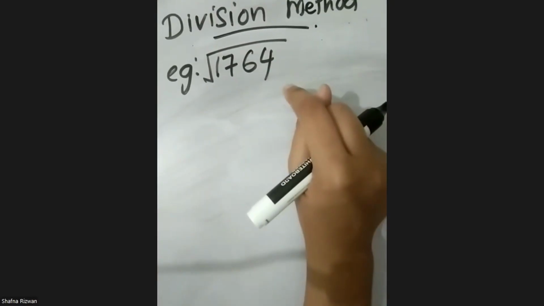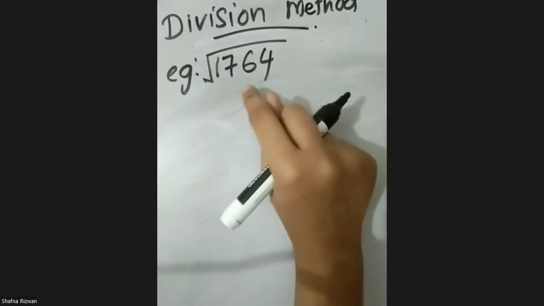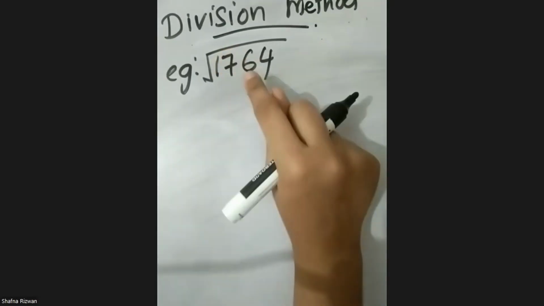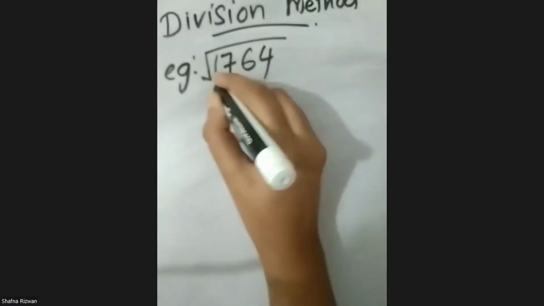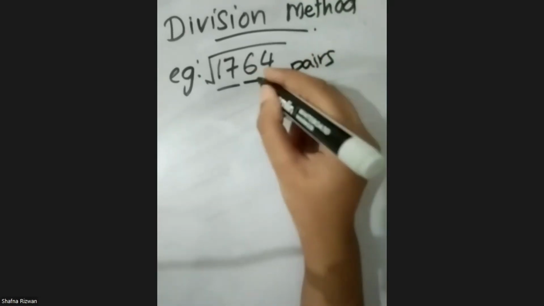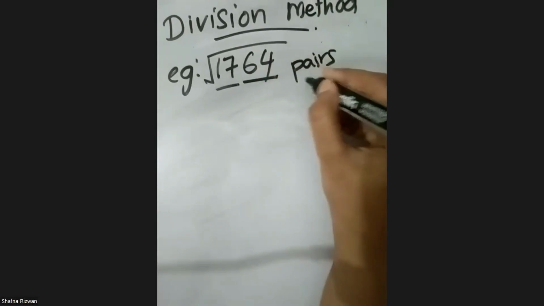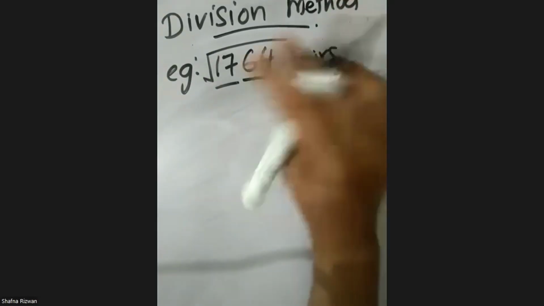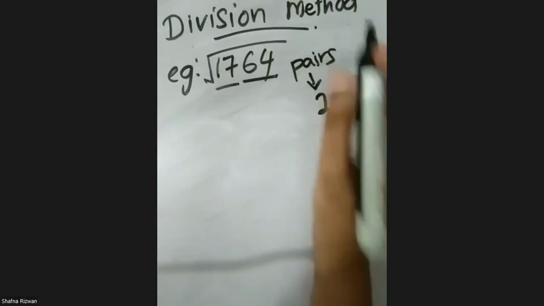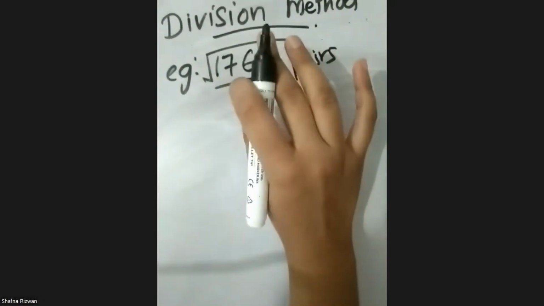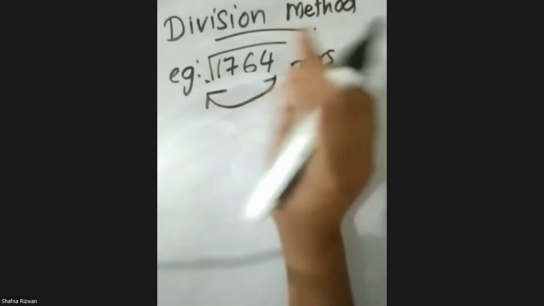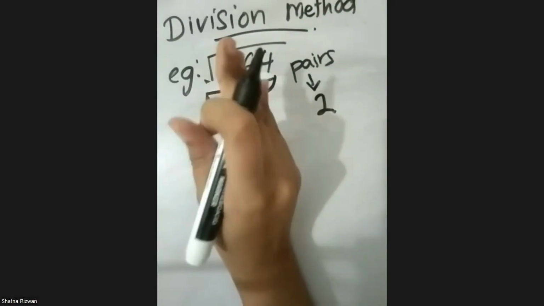Then how can you do that? Always remember, whenever they give you a number and ask you to find the square root by using the division method, first of all you have to separate all the digits in the number into pairs. What are pairs? When you have something in 2, you call it a pair. Now we have to separate these digits into pairs, but from where? From the ones place. From the ones place towards your left you have to pair it. That means from right to left you have to pair it.